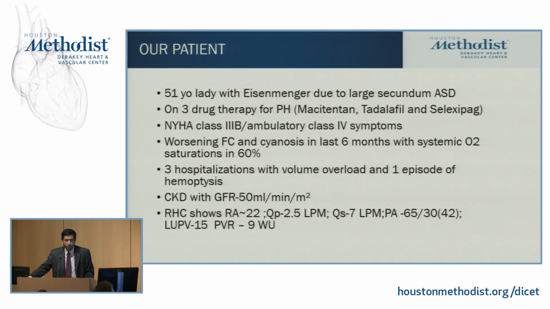She's had 3 hospitalizations. She's had 1 episode of hemoptysis. And her GFR is around 50 ml per minute per meter square. She got here, we did a right heart cath, showing, again, predominantly right-sided heart failure symptoms, right atrial pressure of 22 with a QP of 2.5 liters per minute, and despite being on triple therapy, PA mean of 42 with a left upper pulmonary vein pressure of 15, which gives her a PVR of 9 Woods units.